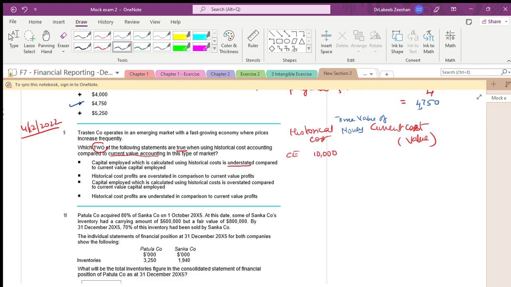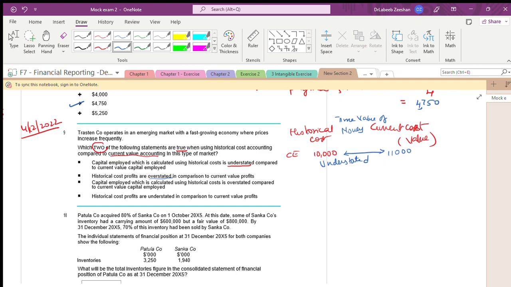Current cost is nothing but it will be how much? 11,000. Assume last year it is 10,000, this year it is 11,000. If this is the case in these two terms, this is understated. Historical profits are overstated, definitely. Historical cost profits are overstated in comparison to current value profits.